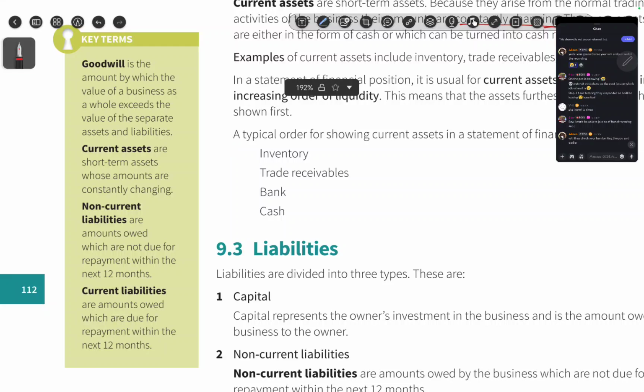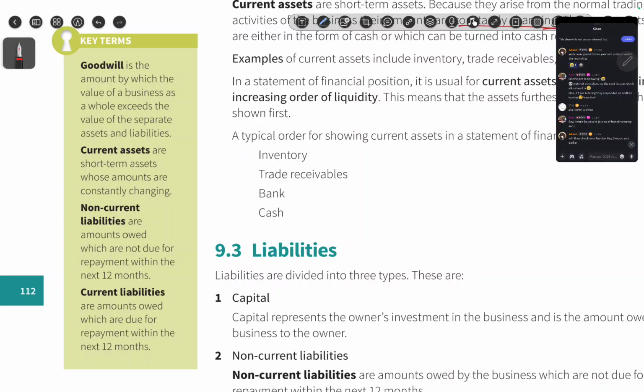Goodwill is the amount by which the value of a business as a whole exceeds the value of separate assets and liabilities. This is basically when your capital... I'm not sure much about this, my sir didn't teach us much. He was just like, goodwill, yeah, more or less. But it's like when you have a negative capital. You can say that it's a rare thing in IGCSE at least.